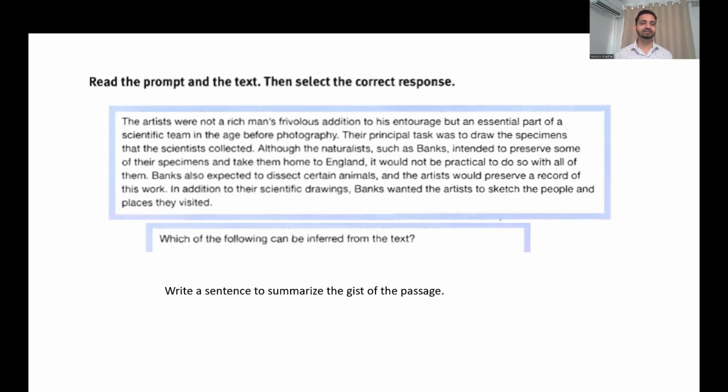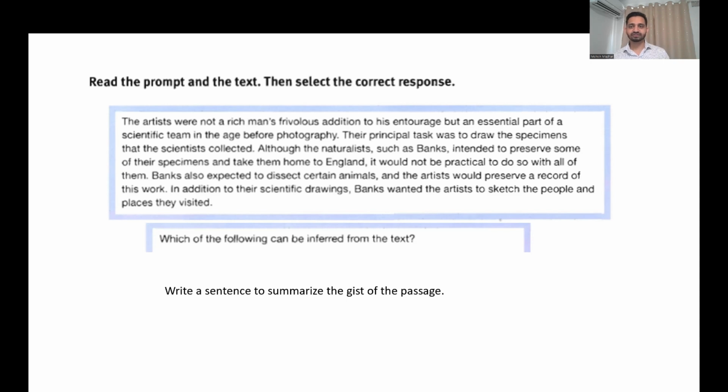a scientific theme in the age before photography, right? So artists were actually the essential part of the scientific theme before photography. So when we didn't have photography, artists were the ones who were drawing everything, and they were the essential part of the scientific theme. The first sentence kind of gives me the main topic of the whole passage, okay? Now I'm going to read more detail to understand the supporting details here.